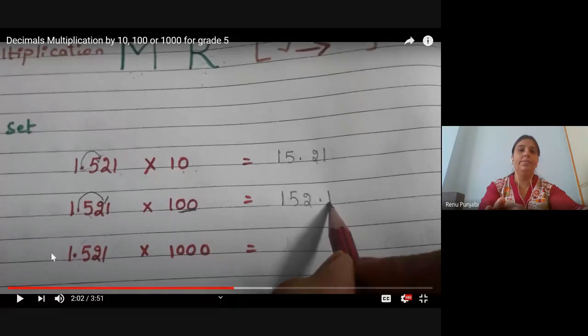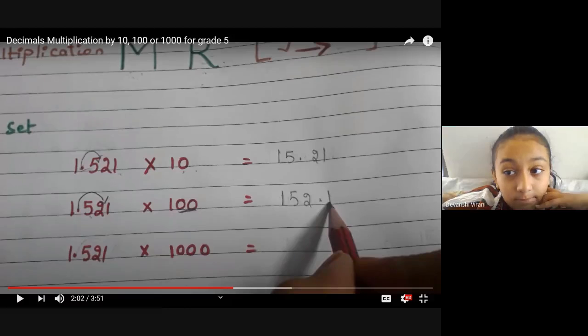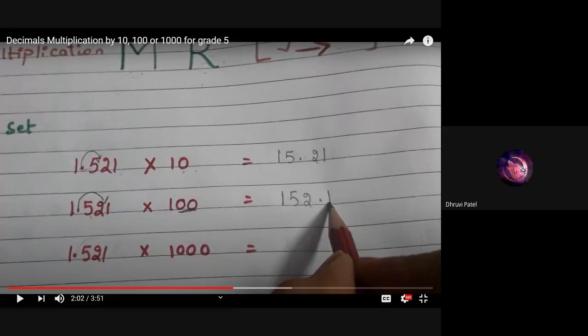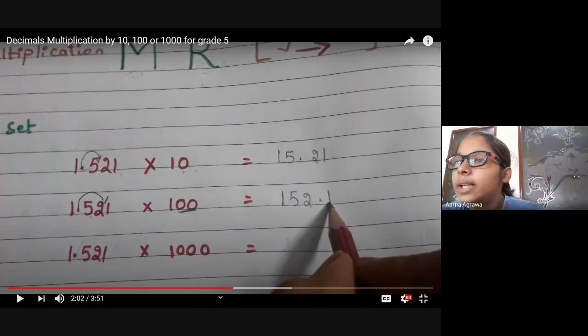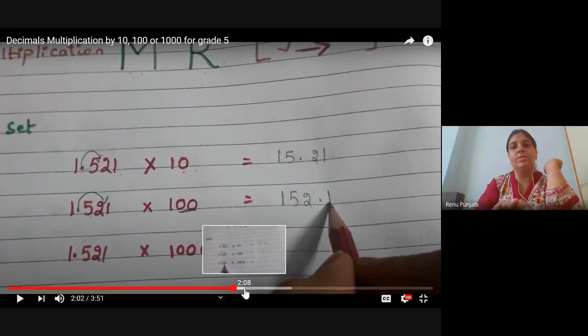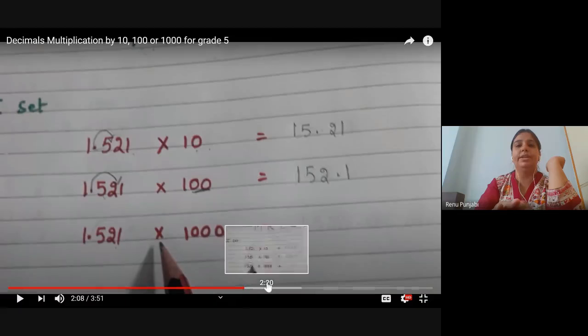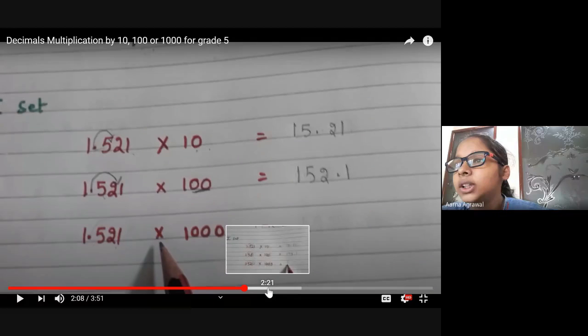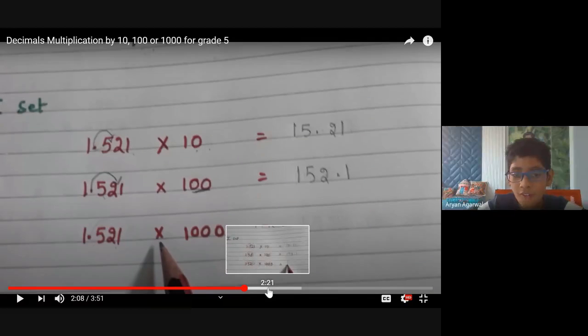Now for 1000, which has three zeros, where will the decimal place value shift? The answer will be 1521.0, that is 1521. Yes, 1521.0. Ma'am, we have to write this example.